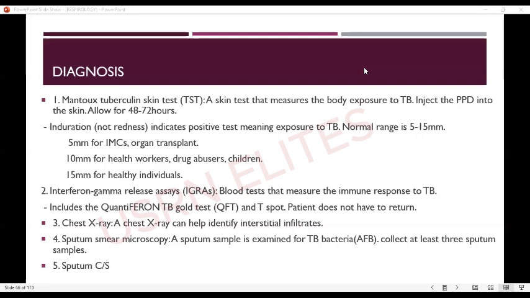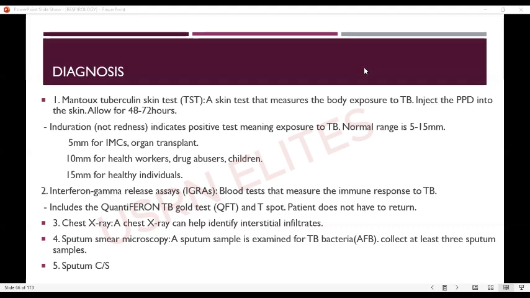Same way, if the NCLEX tries to trick you and brings 12 for a healthy patient, it is still negative. 12 should be positive for immunocompromised and health workers, but for healthy patients, it should be 15 and above. So please always read the questions very well. Don't be in a haste. Once you see the value 5 or 8, there is a health worker. If they give you 12 millimeters and they put a healthy patient, it is negative. Are we on the same page? That is something you should take note of.